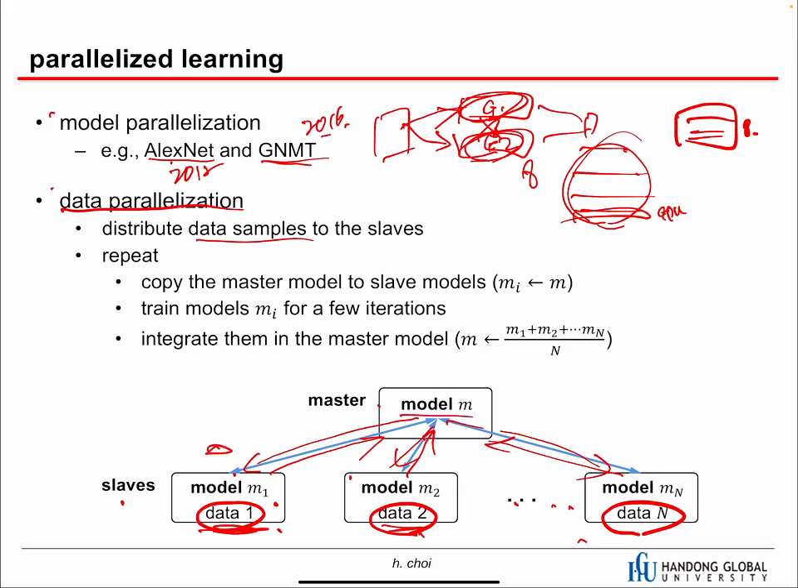And then in the master server, we can combine all these updates, or we can take the average of all the models, okay? And then we copy this one again to all the slaves, and then we update models in the slaves, and then we integrate again. So we repeat this process. This is the basic idea of data parallelization. So when you have many GPUs with many servers, this could be quite efficient.